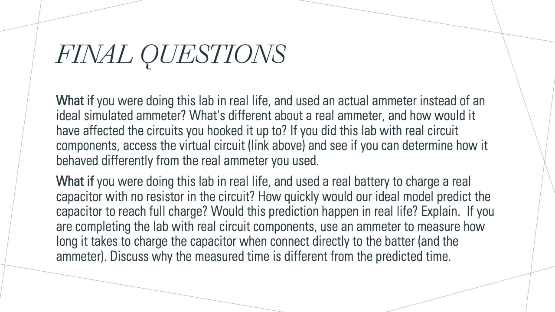Then final questions: if we're doing this in real life and use an actual ammeter, what would the difference be? In an actual ammeter, you're going to have resistance in there. So it will show less current than there actually is, because you will be having some dropout because of the resistance in the ammeter, and this is a perfect ammeter, so there's going to be no resistance. The same thing with the wires. In an actual circuit, the wires have resistance in them. It's very small, but it is still there, so your numbers are going to be different.